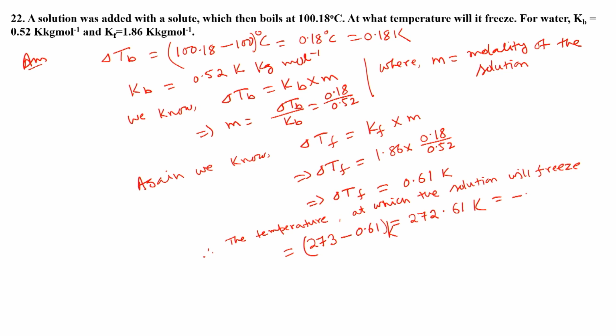or we can write minus 0.61. Okay, this is your 0 point. So it will be 273 minus 0.61, so we get 272.39 K, or we can write minus 0.61 degrees Celsius.